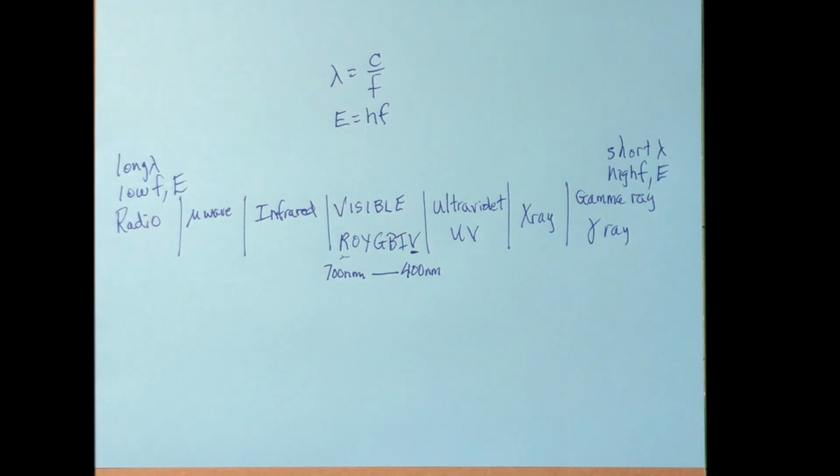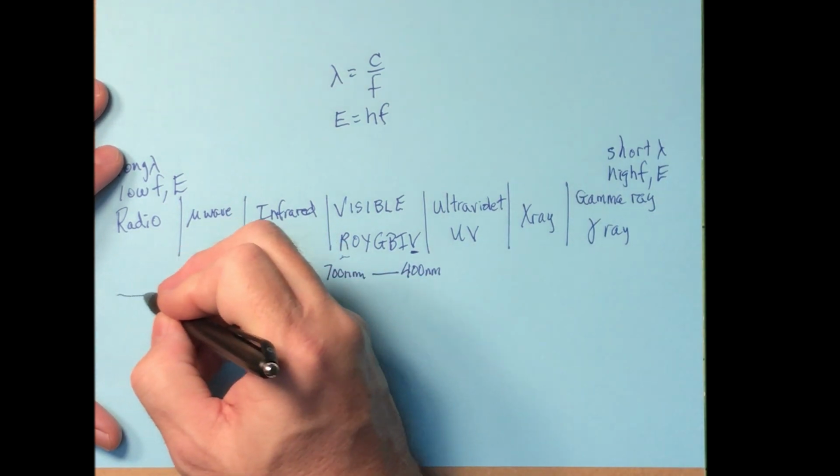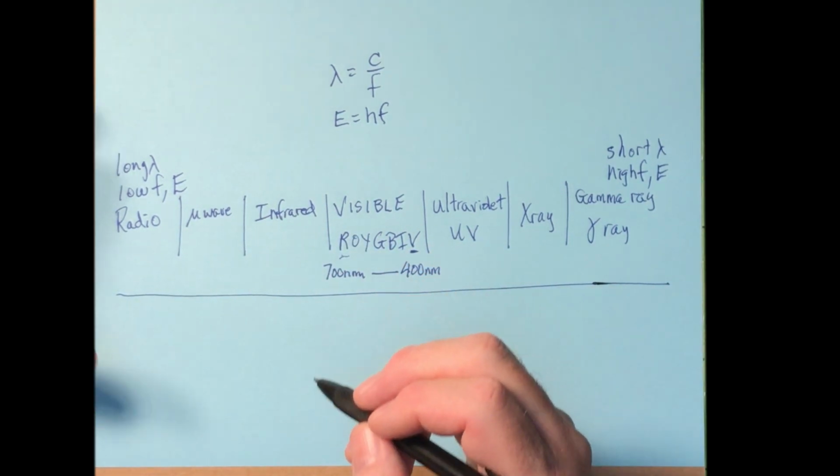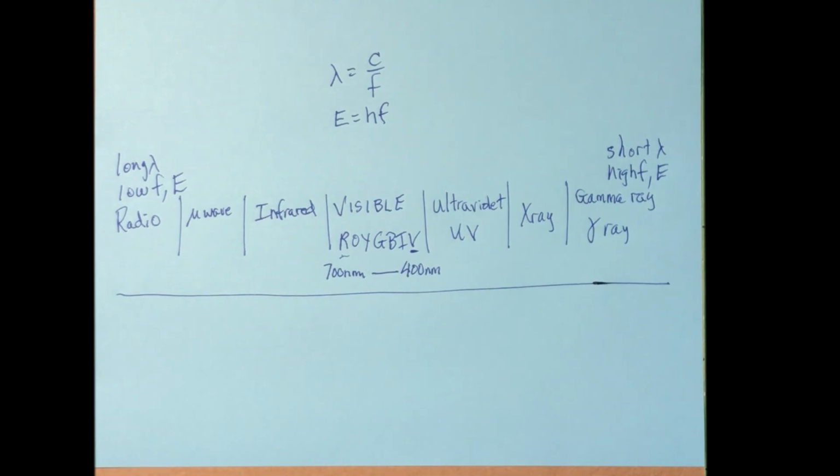Now, there are a few things that you need to know about electromagnetic radiation. First of all, I've already said that it consists of electric and magnetic fields that oscillate. Now, they oscillate in phase. So when I say they oscillate in phase, you have to keep in mind that the electric field and the magnetic field are always going to be perpendicular to each other. They are always at right angles to each other.